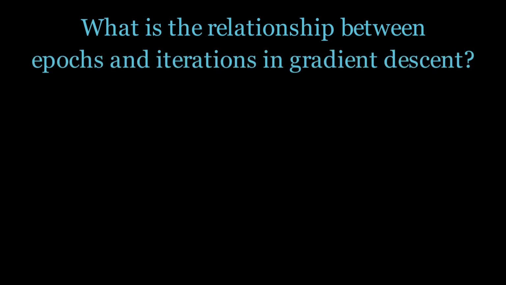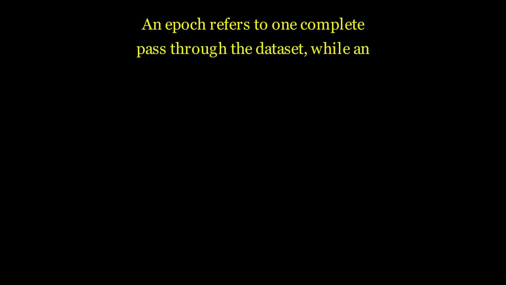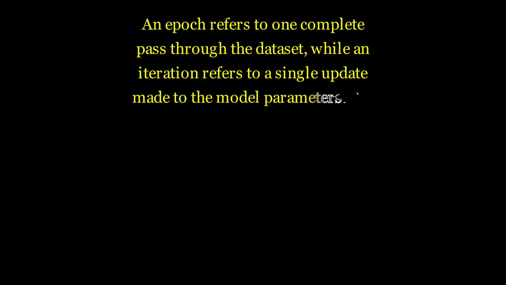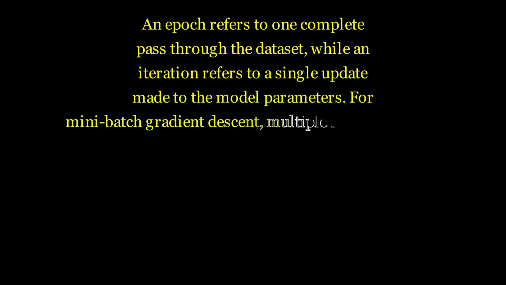What is the relationship between epochs and iterations in gradient descent? An epoch refers to one complete pass through the dataset, while an iteration refers to a single update to the model parameters. For mini-batch gradient descent, multiple iterations occur within one epoch.